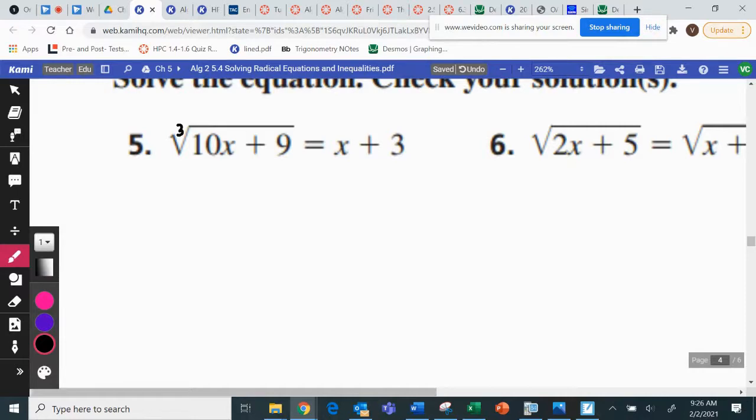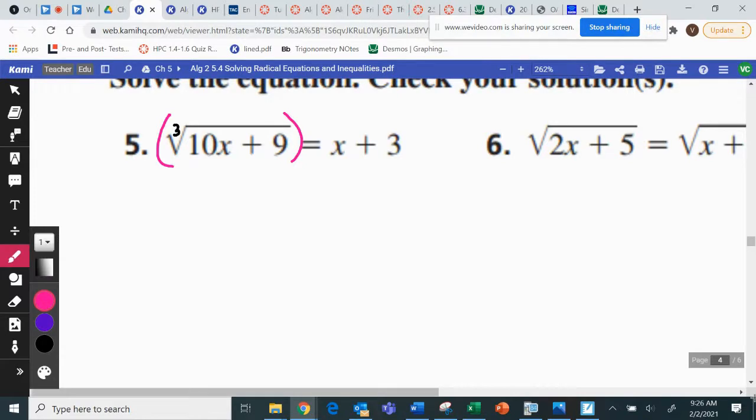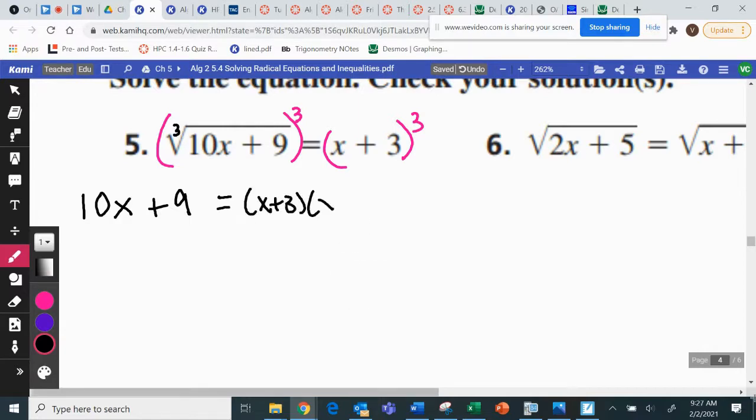If I were going to start number 5, do you see I put a little cube in there? I just stuck it in there because it didn't say that already. If I were going to start number 5, what should I do first? I'm going to cube so that I do not have that cube root anymore. So I'm going to cube, but I have to do both sides. So I'm going to have 10x plus 9 equals, and now I have x plus 3 times x plus 3 times x plus 3.